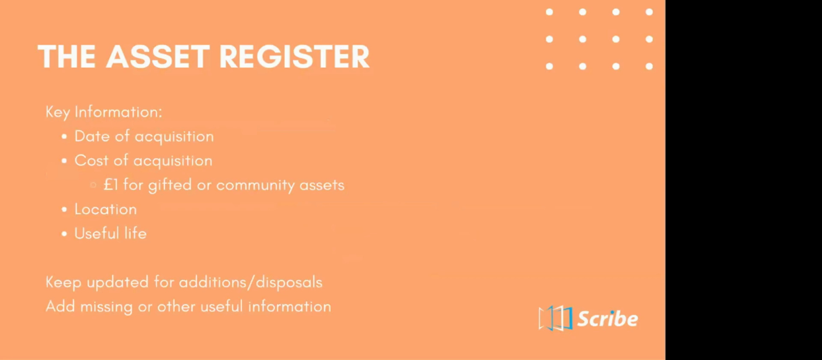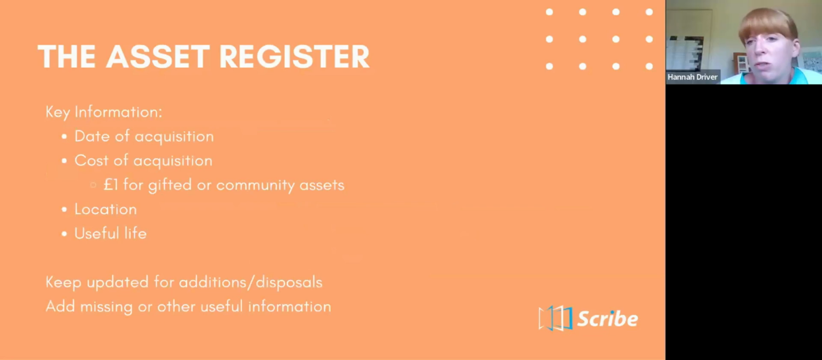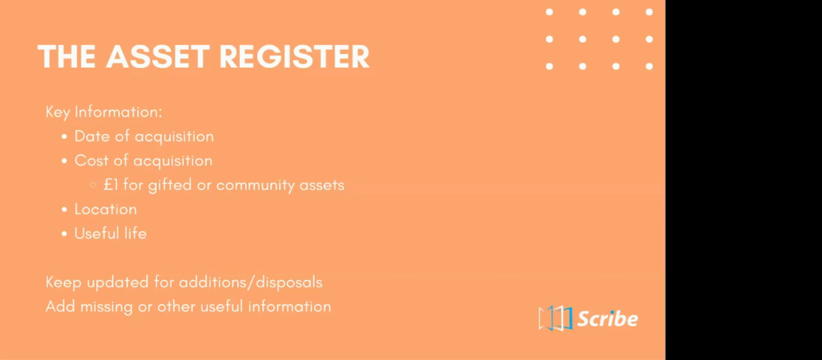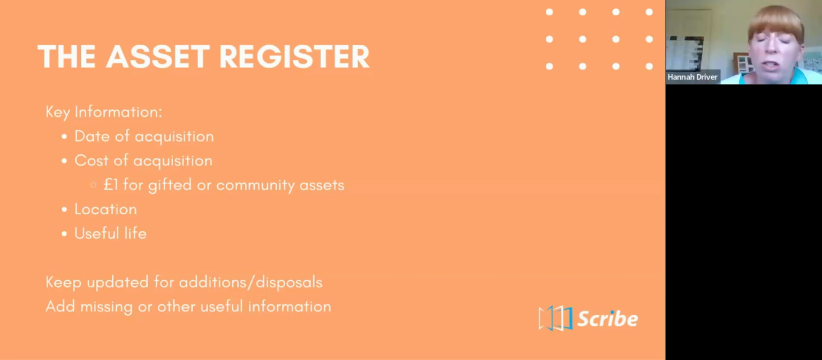Where is it? So what's the location of it? And what's its useful life? Again, it's useful to know that information because when you're thinking about budgeting, you factor in needing to replace that asset as well. So again, you want to make sure you're keeping it updated for additions and disposals. If you buy new assets, make sure they're put on your asset register. If you're disposing of things, you're updating it. So when you come to box 9, you've got your accurate figure and any other missing or useful information.